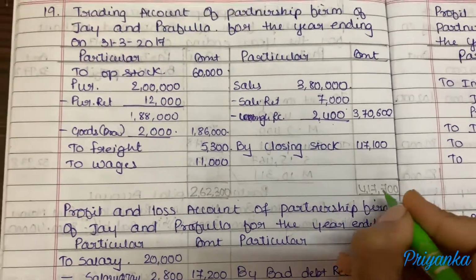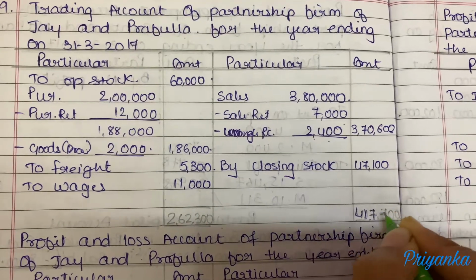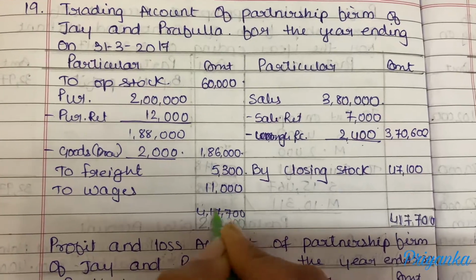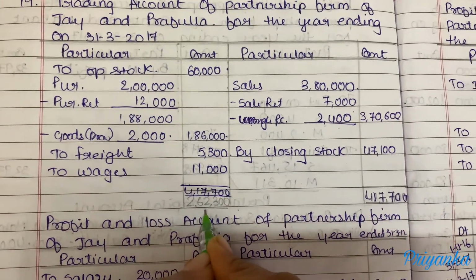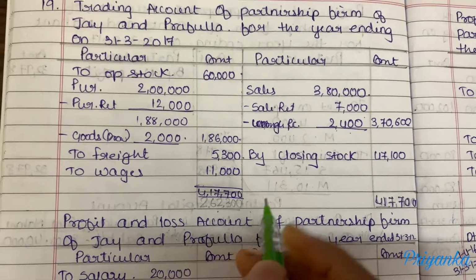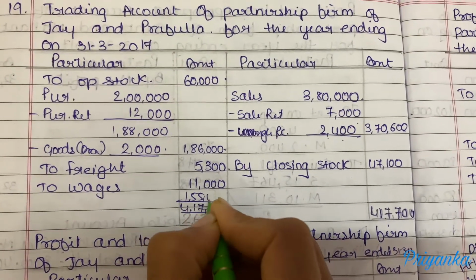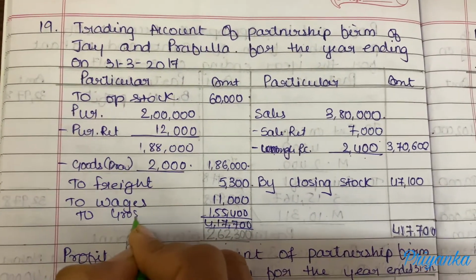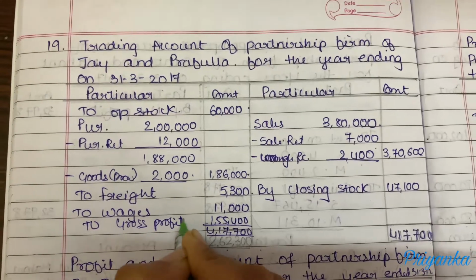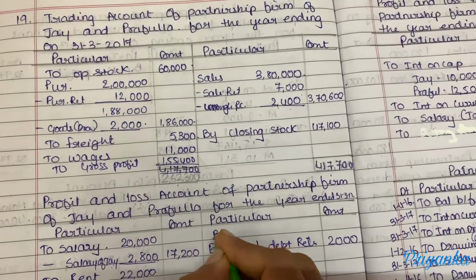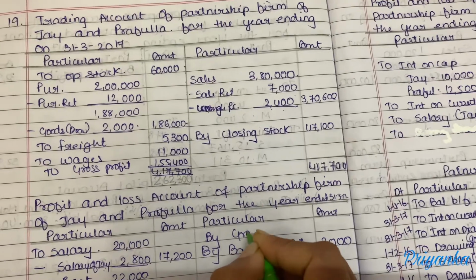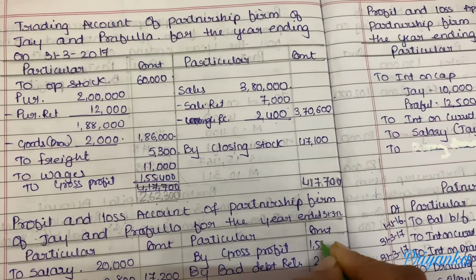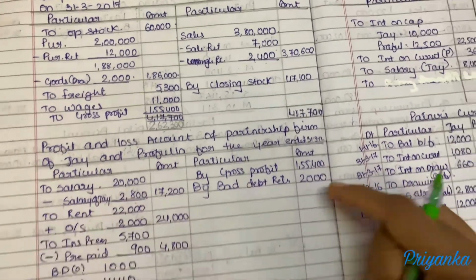As we can see, this one is more, so I'm just making it fair as I don't have space to write. Here 4,17,700 minus 2,62,300, we'll get 1,55,400, and the balance we found is on the debit side, so that's our gross profit, which will move over here to the profit and loss credit side by writing gross profit 1,55,400.